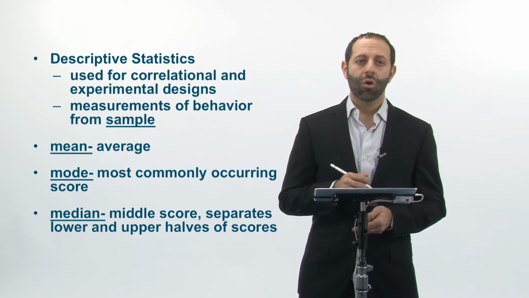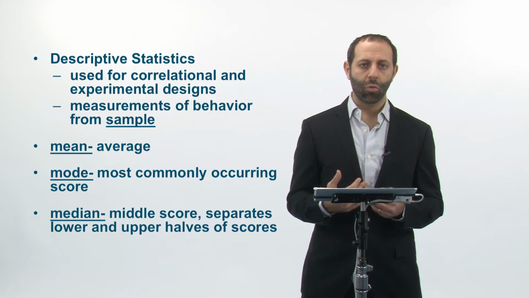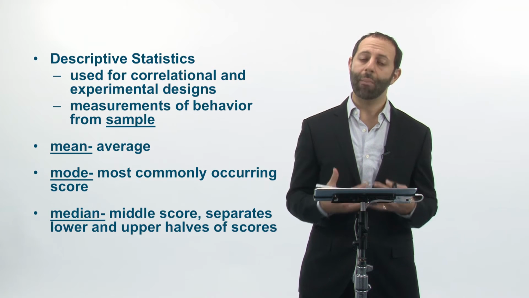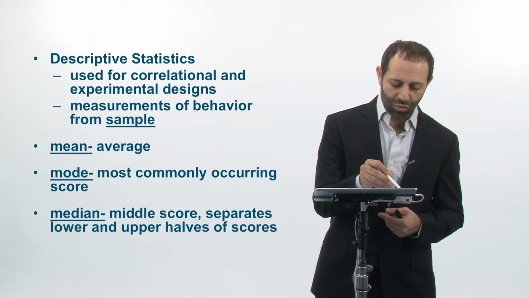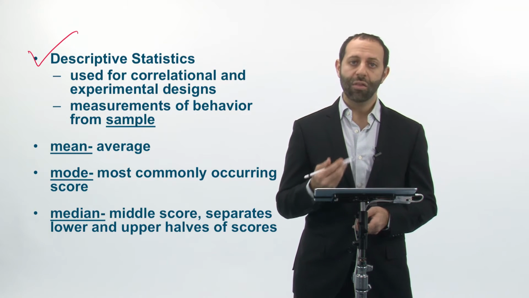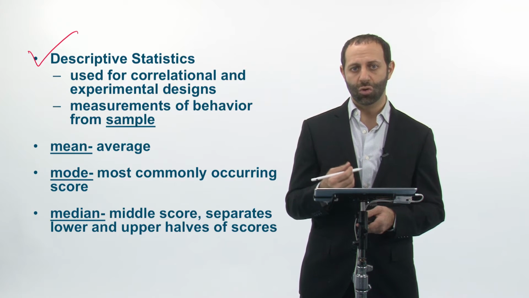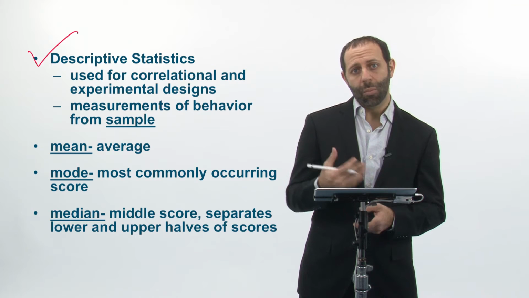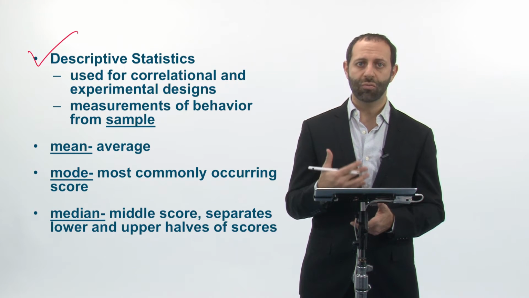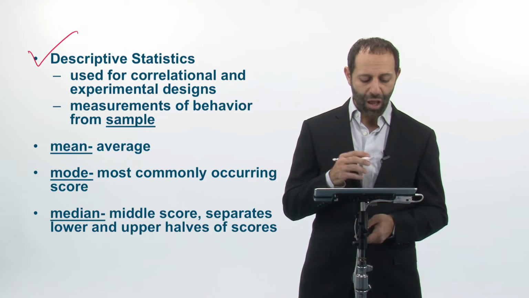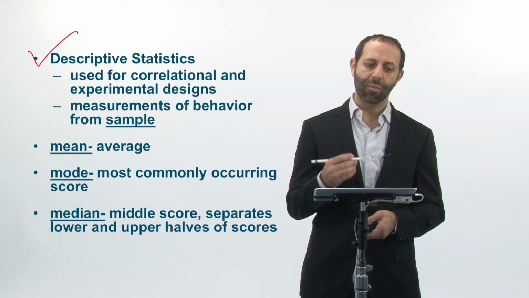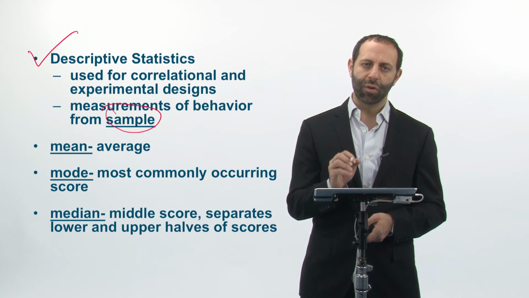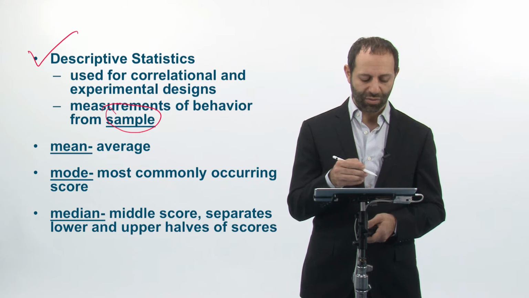Okay. Now, within statistics, I'm going to want to be able to describe my numbers, describe my data, and we do so using descriptive statistics. And these statistics descriptors are used mostly for correlational and experimental designs, which are really the most popular and broadly used research designs. And they help me provide a measurement of the behavior from a sample. So there are three particular descriptive statistics that we use.